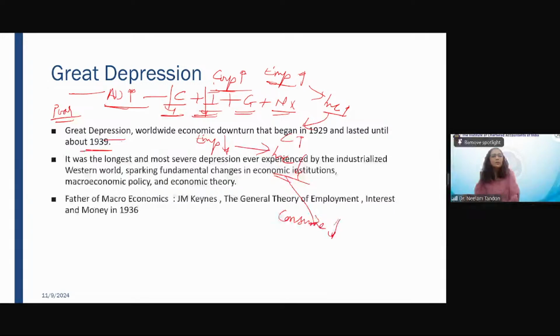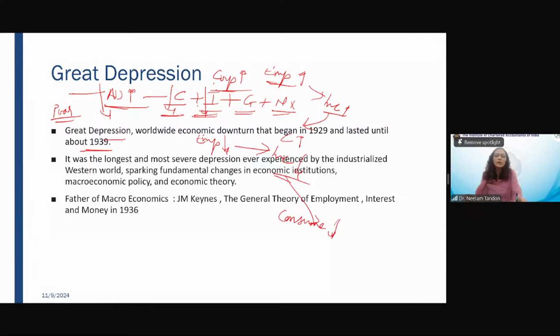In 1929 to 1939, in the US economy, aggregate demand decreased. Because of the severe decrease in aggregate demand, consumption demand decreased. And since consumption demand decreased, corporates hired fewer people and investment in the economy decreased. Government liabilities increased, government expenses increased, and government incurred more deficit.